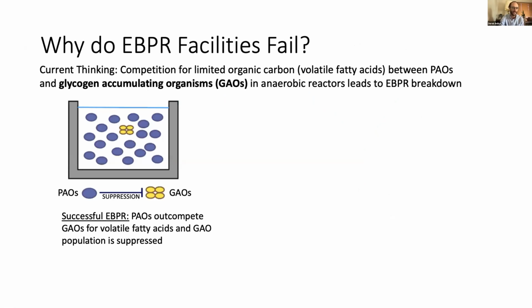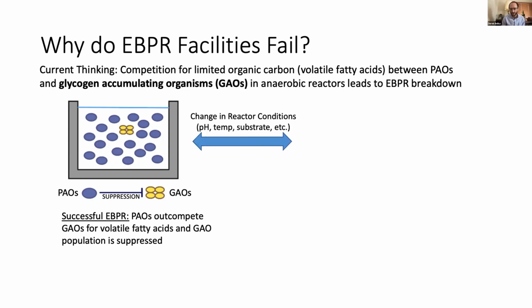One of the current ideas out there is competition for limited organic carbon, specifically volatile fatty acids, between PAOs and another volatile fatty acid utilizing organism called glycogen accumulating organisms, or GAOs. They compete in anaerobic reactors, and this leads to EBPR breakdown. The reason people have come to this conclusion is that we've conducted primarily lab experiments in the past, like this one on the left, where people have shown that successful EBPR is basically PAOs outcompeting GAOs for volatile fatty acids. In doing so, the GAO population is suppressed by the success of the PAO population.